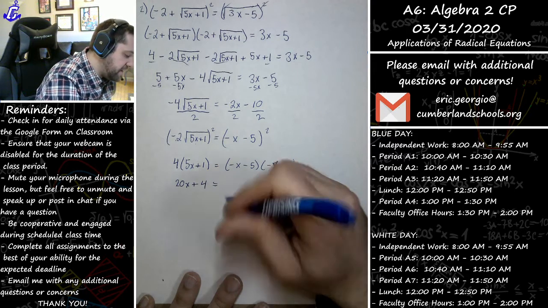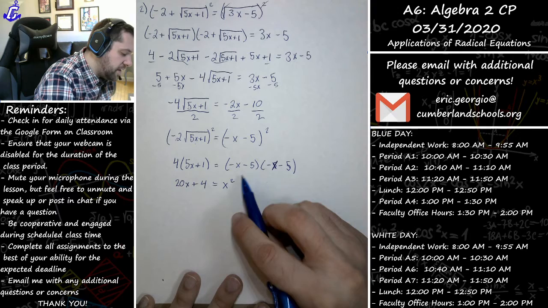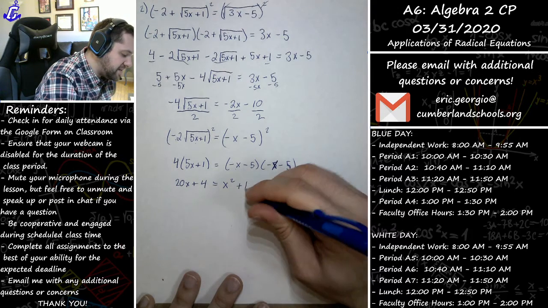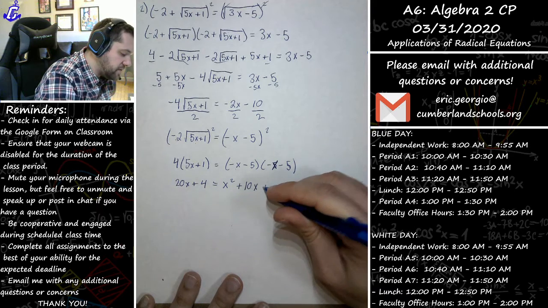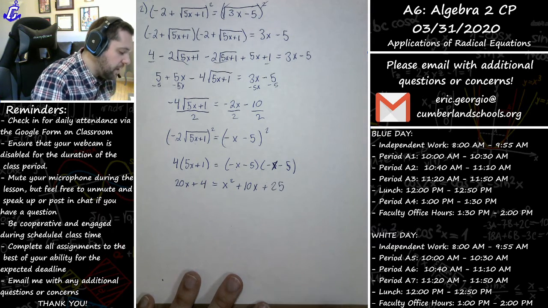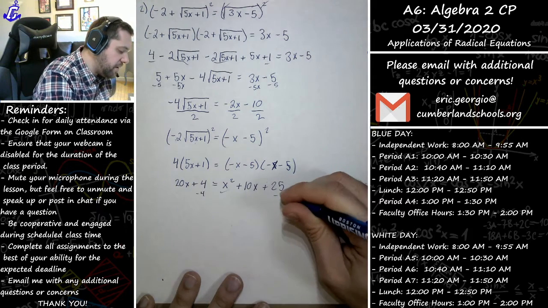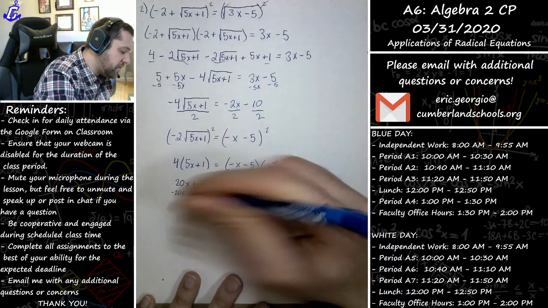Distribute here, negative x times negative x is positive x squared. Negative x times negative 5 plus 5x. We'll get another one in the middle, so plus 10x overall, and then plus 25. Set up to factor because we see that x squared. We're going to move the 4 over here. We're going to move the 20x over here.